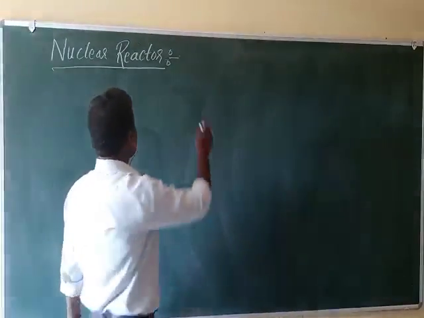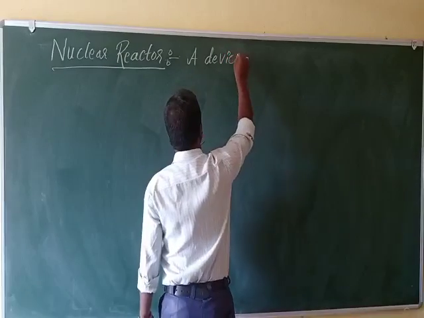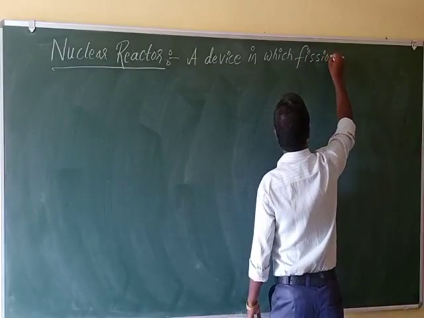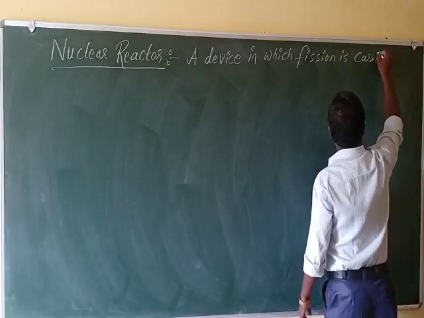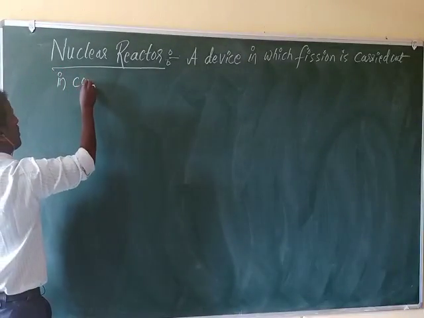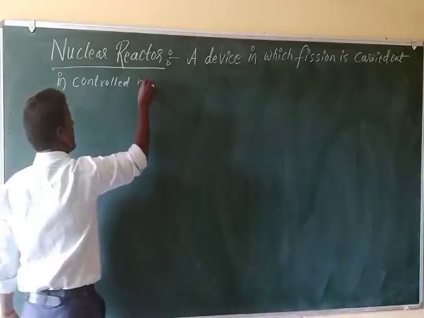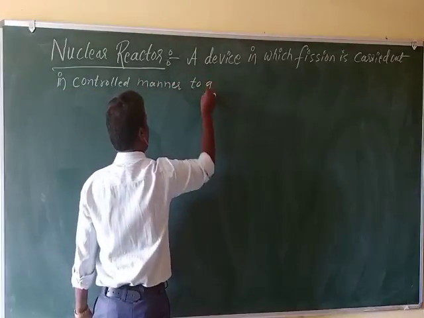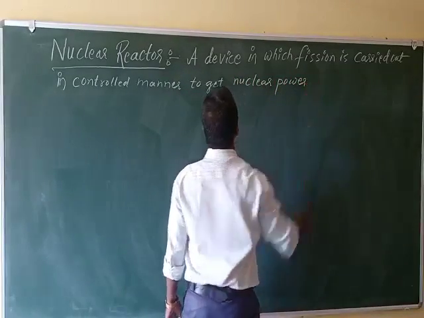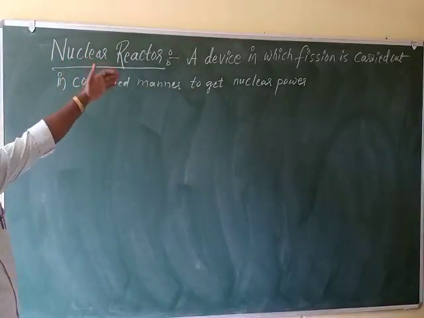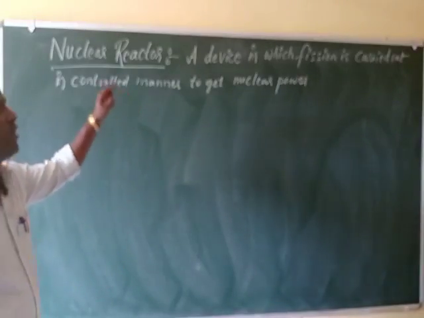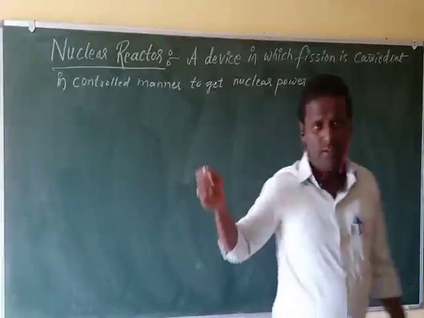So what is a nuclear reactor? It is a device in which fission is carried out in a controlled manner to get nuclear power. So see, a nuclear reactor is a device in which the fission process is carried out in a controlled manner to get nuclear power. Here nuclear power is electric power. What is nuclear power? Electric power.